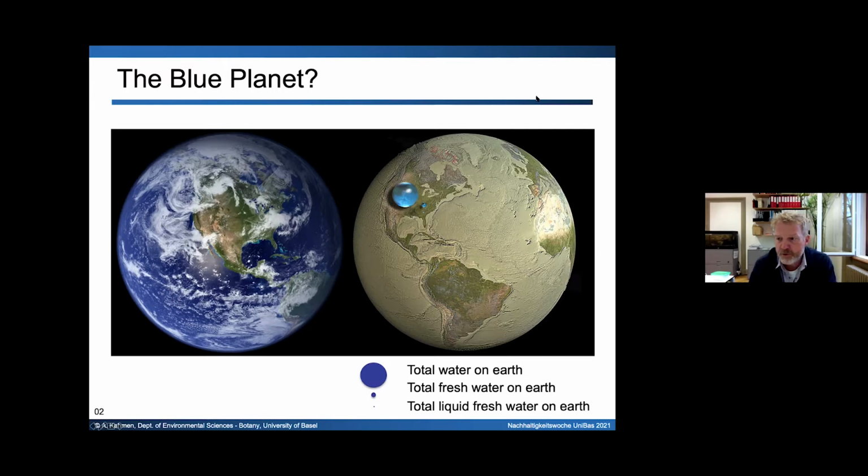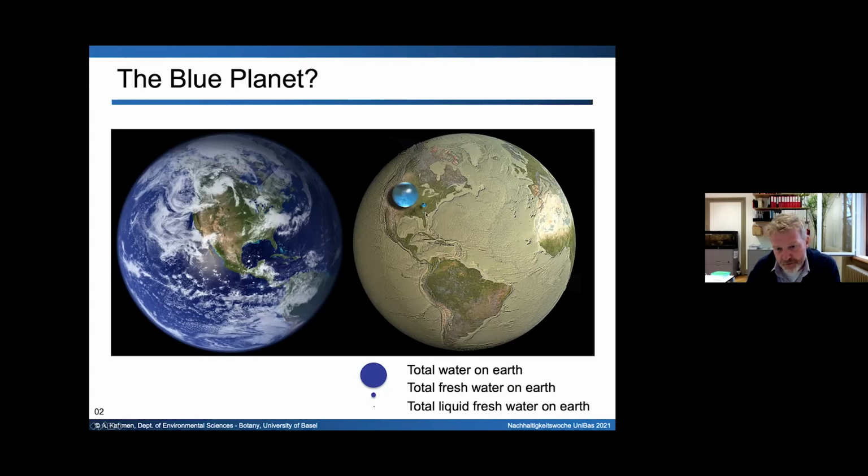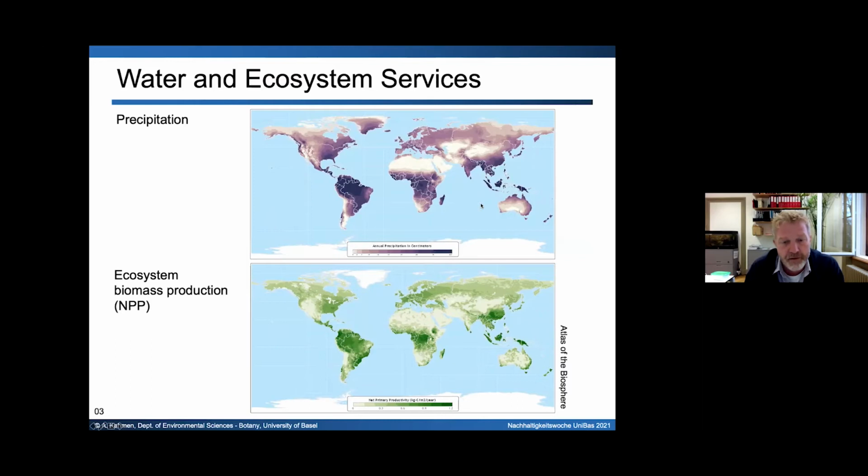So this shows us that although our planet is blue from space and it seems to be a lot of water on our planet, water is actually very, very scarce. Fresh water in particular is scarce. Nevertheless, this little tiny amount of water, this little tiny droplet here, shapes the appearance of our terrestrial surfaces and our terrestrial ecosystems quite dramatically.